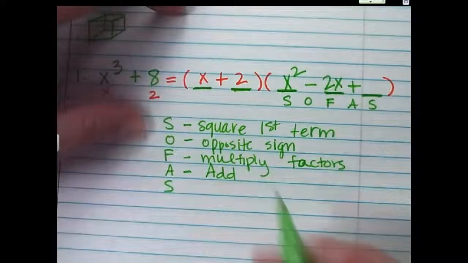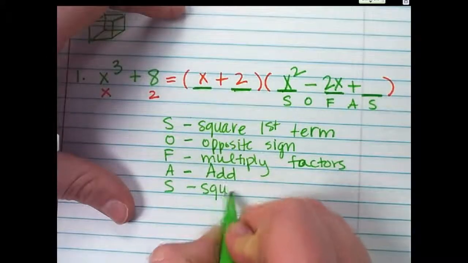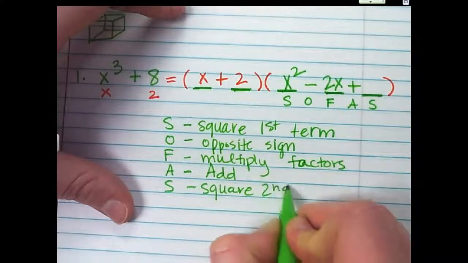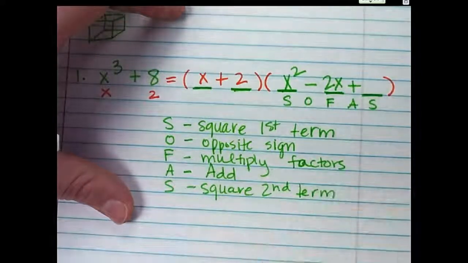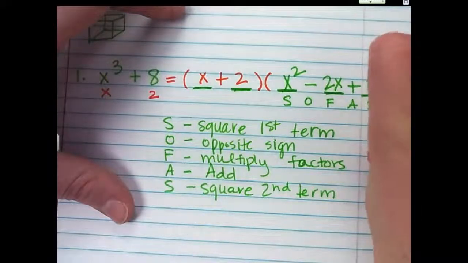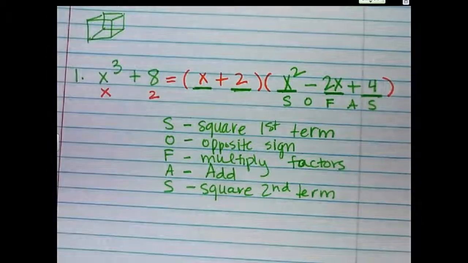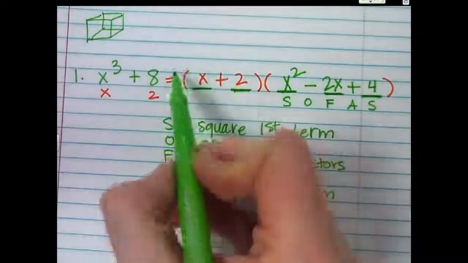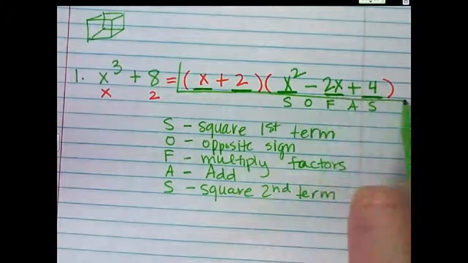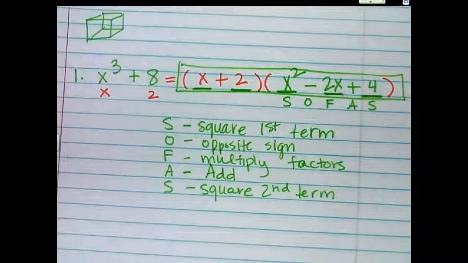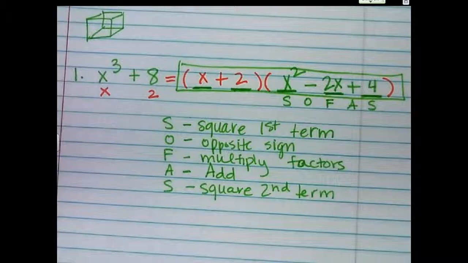And then the second S, square the second term. So 2 squared, or 2 times 2 is 4. So you multiply the first one by itself, multiply the two together, and then multiply the second one by itself. And that's it. That's your answer. The thing I don't want you to do is this. This is incorrect.